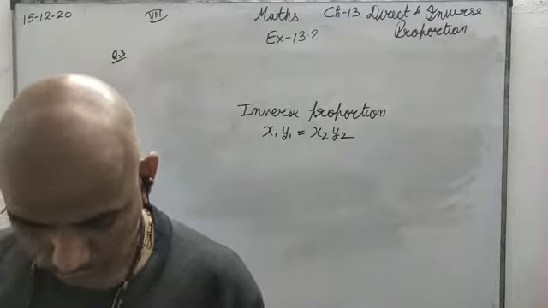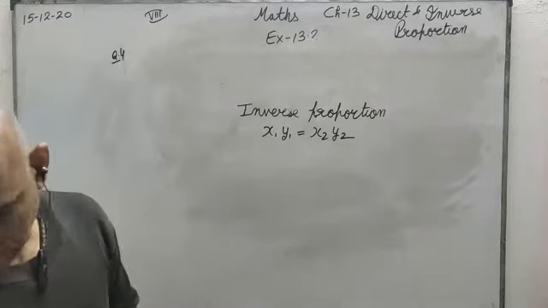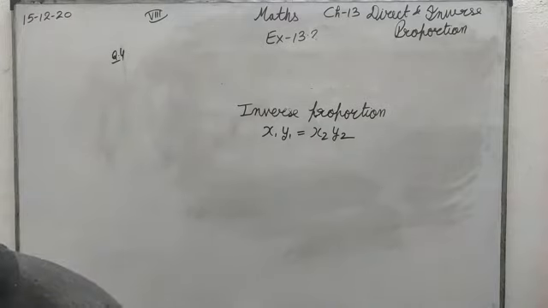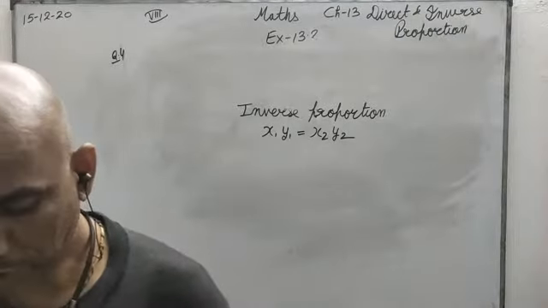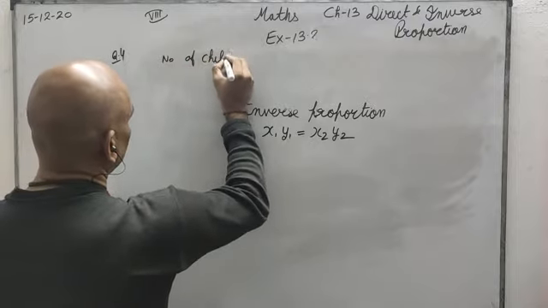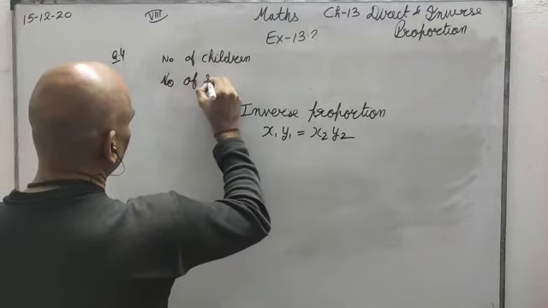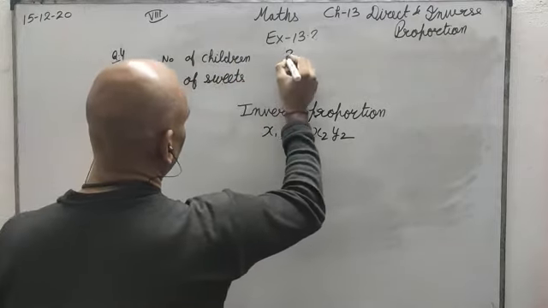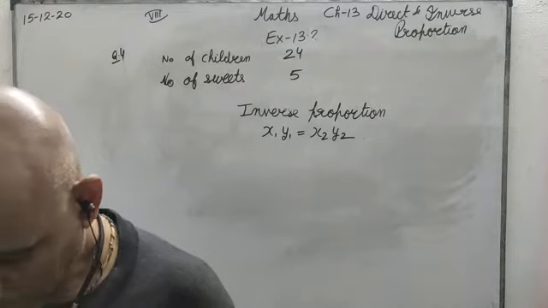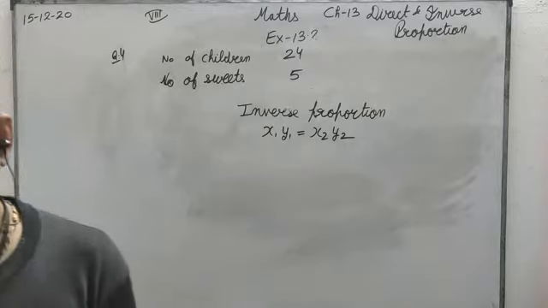Question number 4. Now question number 4 is saying that if a box of sweet is divided among 24 children, each will get 5 sweets. Two things are there: number of children and number of sweets, each of them getting. So 24 children were there, then each of them were getting 5 sweets. How many would each get if the number of children is reduced by 4?